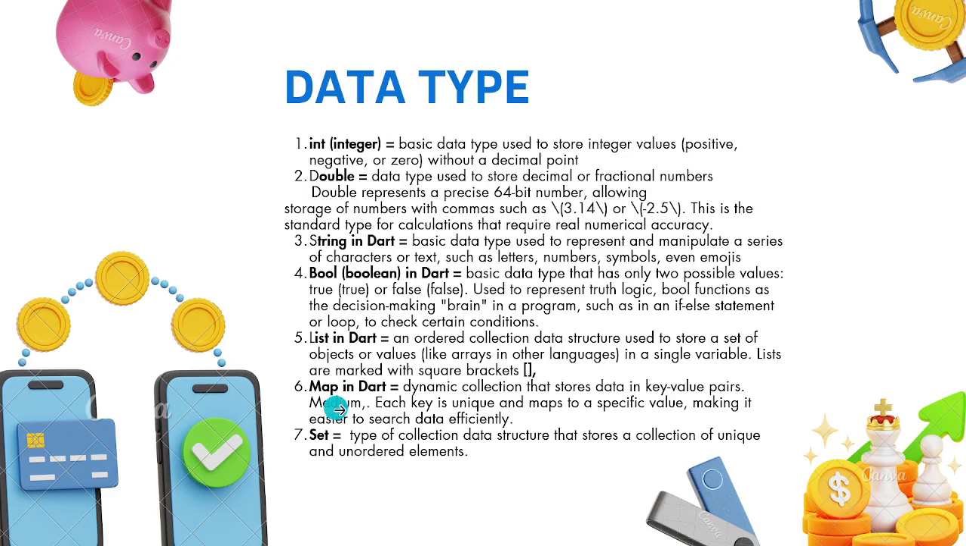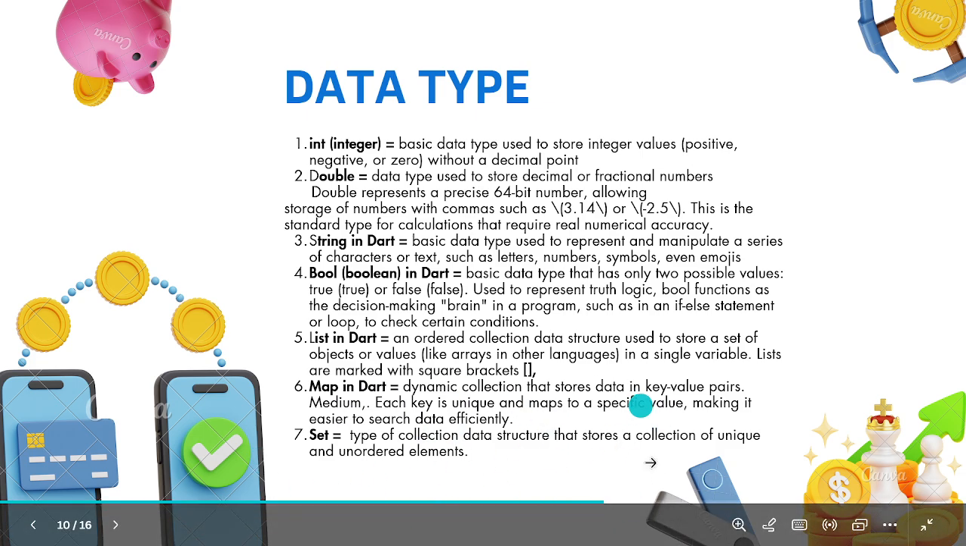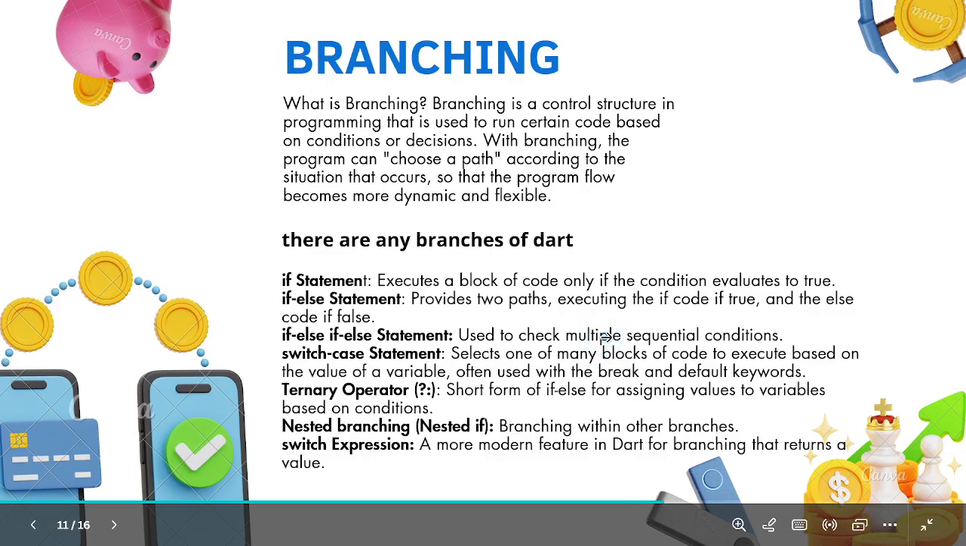So number six, map in Dart. Map in Dart is a dynamic collection that stores data in key-value pairs. Each key is unique and maps to a specific value, making it easier to search data. Number seven, set. Set is a collection data structure that stores a collection of unique elements.